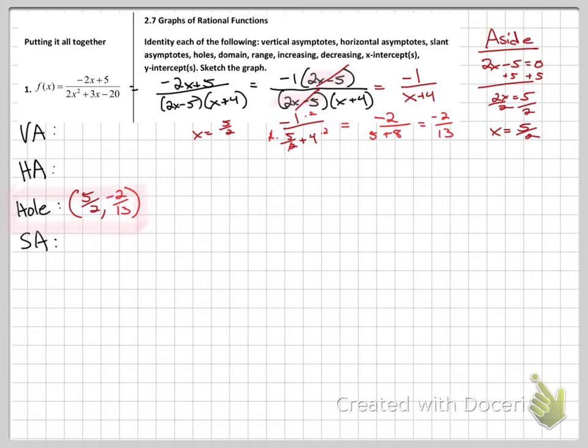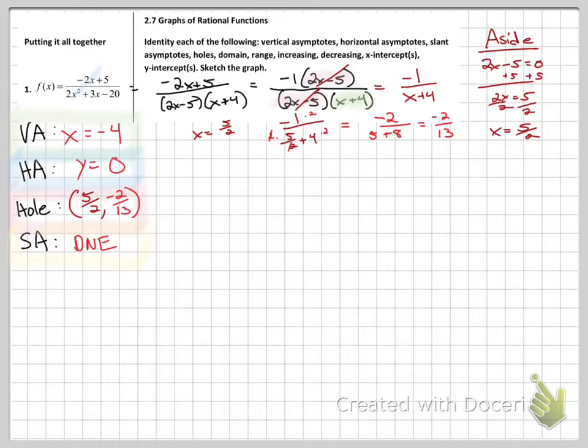-2/13. We still have a factor in the denominator left. That gives us a vertical asymptote. Answer that one. Zero product property gives you x equals -4. Don't forget the x equals. Horizontal asymptote, if I look at the original exponents, the degree on bottom is bigger, so the numerator is smaller than the denominator. That means I know the answer right away is y equals 0 for the horizontal asymptote. And if I have a horizontal asymptote, I know I cannot have a slant asymptote. Does not exist.